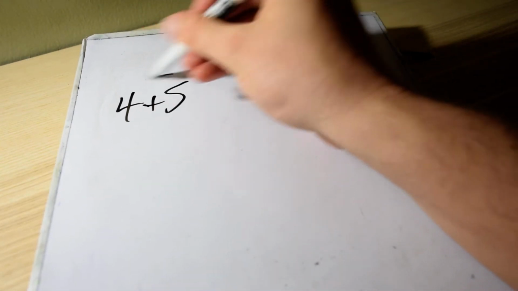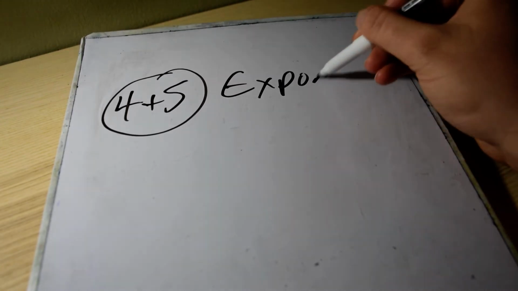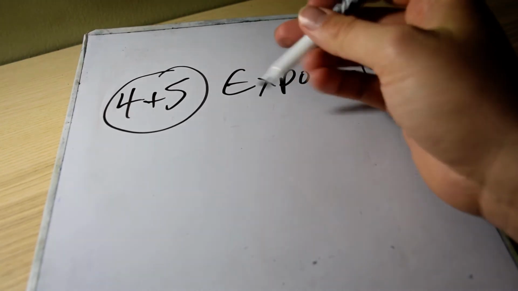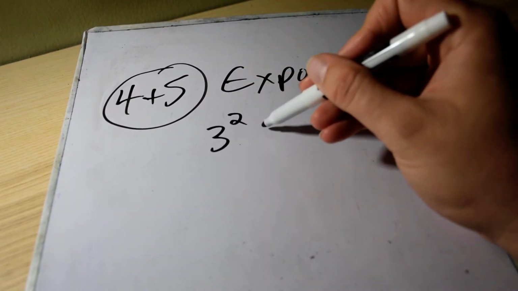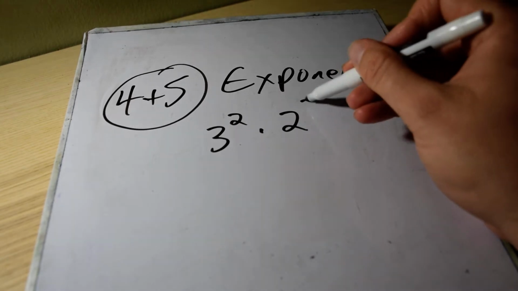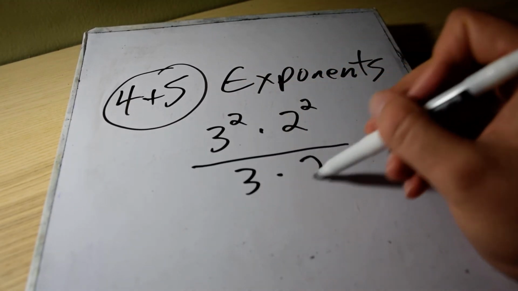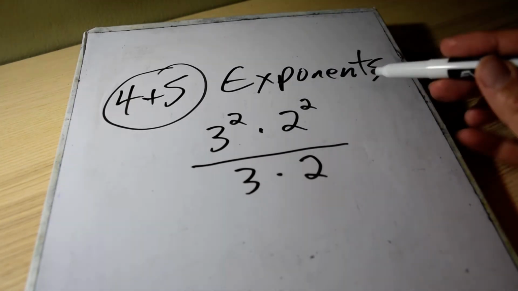Now, the questions 4 and 5, those are going to be exponents. And exponents, the first ones are going to be just numbers. So in the first example, I give you 3 squared plus 2 squared all over 3 times 2. Well, we need to know our exponent rules here.